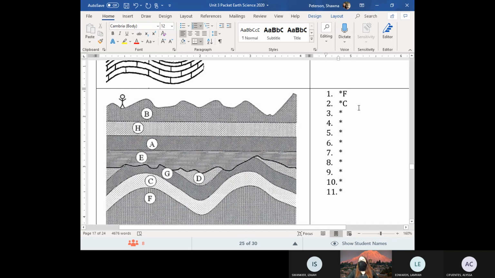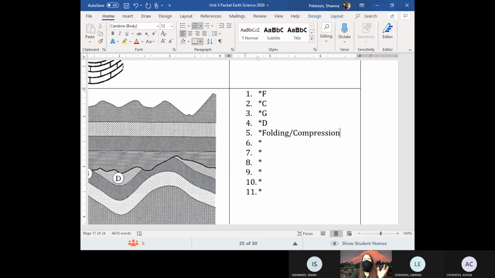All right. Number 3, what would be the next one? G is this dark layer right above C. So D would go here. What happened to those 4 layers? They're folding. Again, you can put compression or anything along those lines.